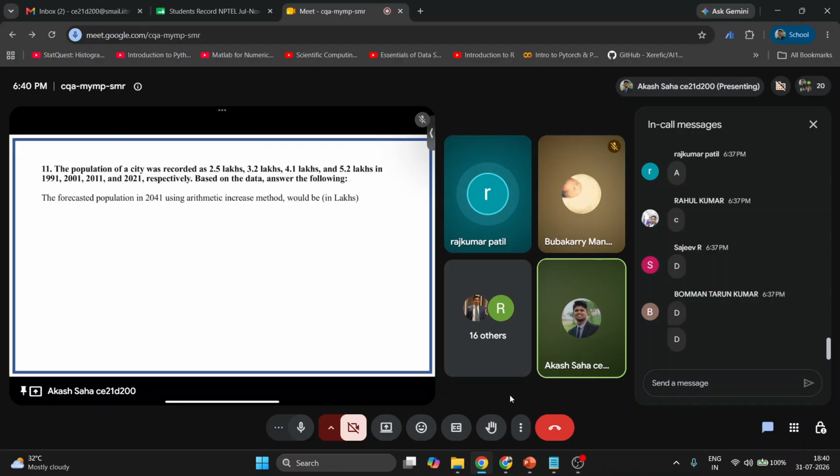So the answer is 4.4 lakh? How will it decrease? Because it goes 2.5 to 3.2, then 4.1, then 5.2. You are saying 4.4. How can the population forecast decrease in 2041? Please check the answer again.